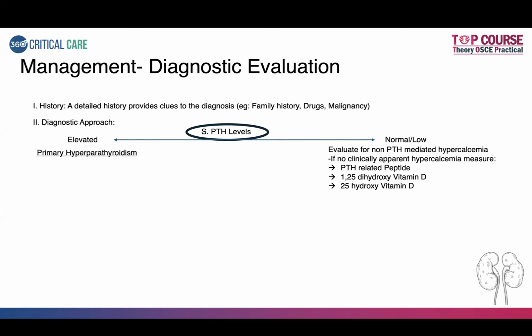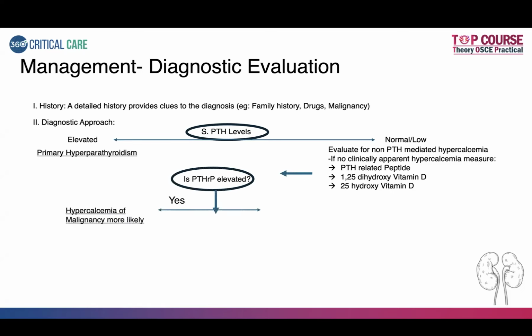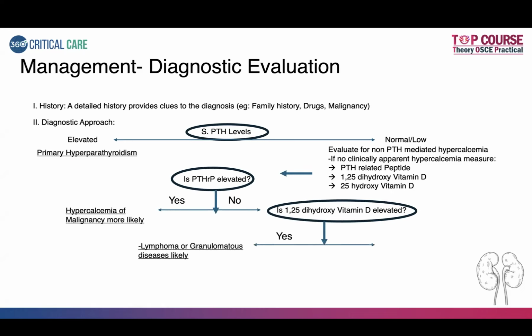And in the history, if nothing is very apparent, then you need to look into the parathormone related peptide, 1,25 dihydroxy vitamin D levels, and the 25 hydroxy vitamin D levels. If the parathormone related peptide level is elevated, then hypercalcemia of malignancy is the most likely diagnosis. But if it is negative, then you need to check the 1,25 dihydroxy vitamin D levels. If that is elevated, then granulomatous disease is a high probability, that is TB, sarcoidosis, silicosis, or lymphomas.